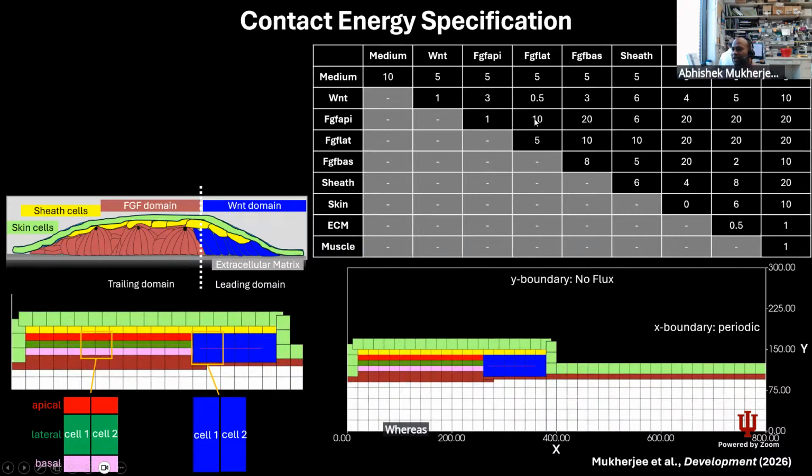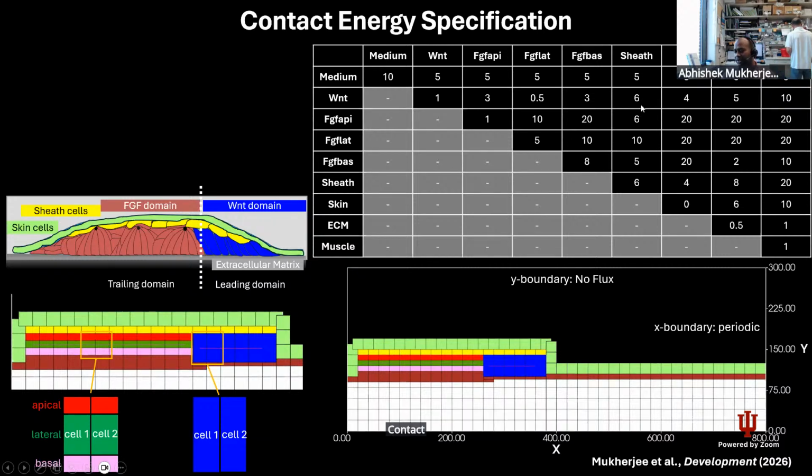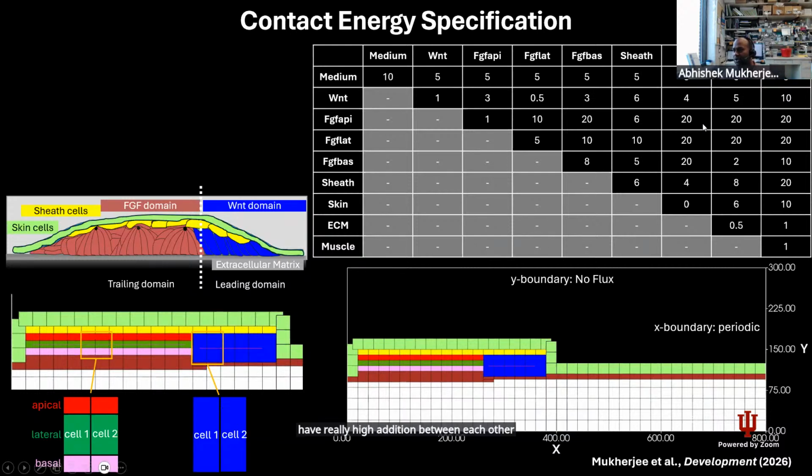Whereas we didn't want the apical domains to really contact the lateral and the basal domains, definitely not the basal domains, so that they don't get inverted. So we set the FGF apical to FGF basal contact energy really high. But we wanted the apical domain to contact the sheath cells because they are in contact with the sheath cells even in the real system. We wanted that to be relatively lower, but not so low that they both stop migrating or they have really high adhesion among each other.